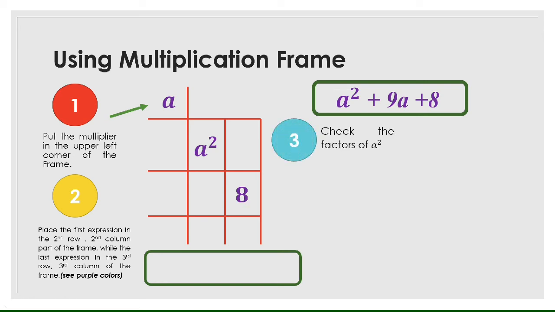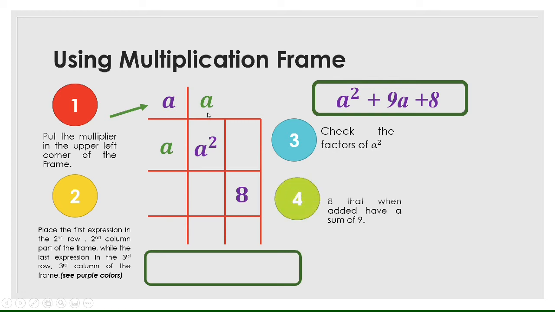So, after that, the third step is to check the factors of a squared. So, we need to check ano nga ba ang factors ng a squared. So, how did we get this one? So, it's a very easy answer. So, a squared is actually the product of a times a. Okay, so just place it here, a times a.